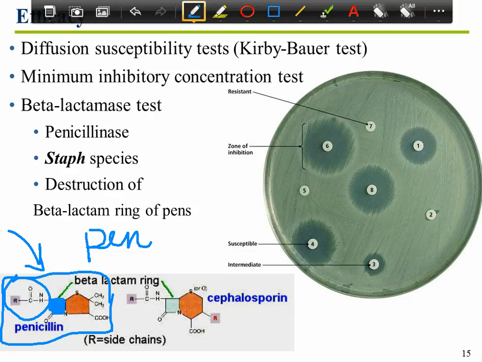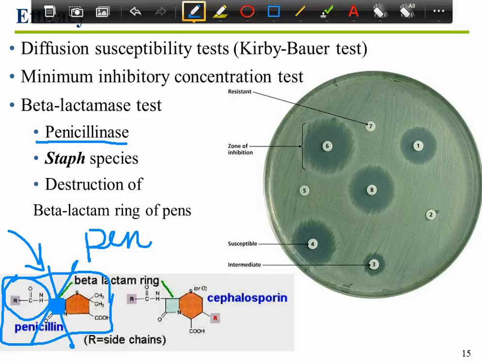And this beta-lactam ring is susceptible to being destroyed by an enzyme that some bacteria can make called penicillinase, or what are sometimes called beta-lactamases, because they go by different names. But penicillinase is the one that is against penicillin. It's an enzyme made by the bacteria. Again, the bacteria has evolved to become resistant to a drug.